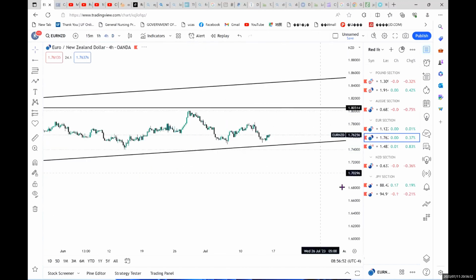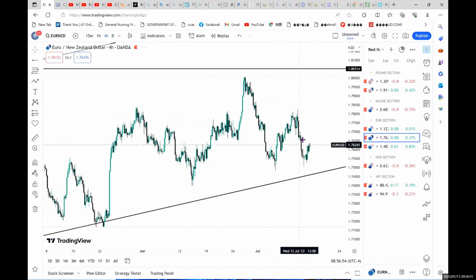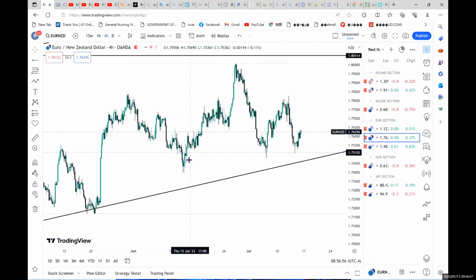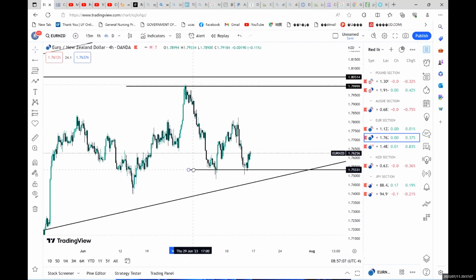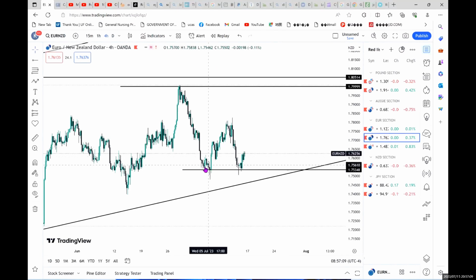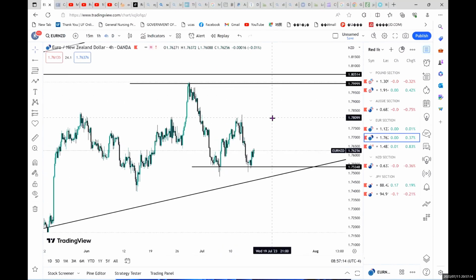Let's check the H4. What do we see on the H4? You can see our last high low on the H4 was here, and our high high up here. Price then created this double bottom pattern here, which further supports the idea of buys back up into the high. So now I will be looking for buys.